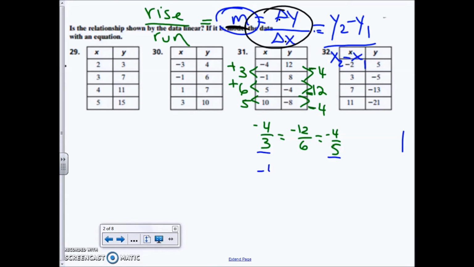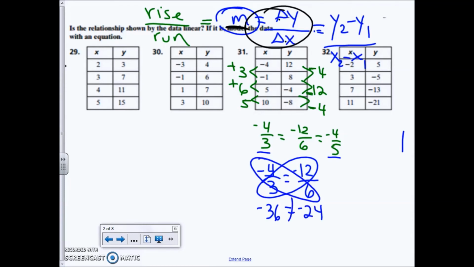Another way we can check to see if these are the same, somebody used the word proportional before, and we're going to stick with that. How do we know if these two are in fact a proportion? Cross multiply, because we know that the cross product in any proportion should come out to be the same. So negative 12 times 3 gives me negative 36, and negative 4 times 6 gives me negative 24. Those two cross products are not equal, so we don't have a proportion. Our slopes are not the same in every case. So again, we have a situation that is not linear. The slope doesn't stay constant.